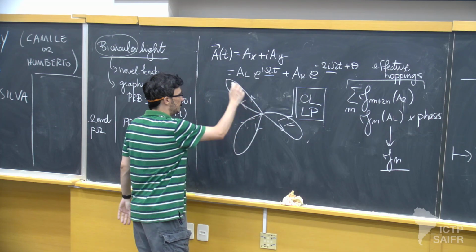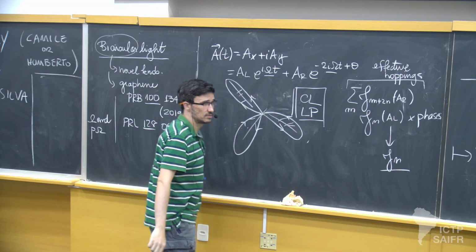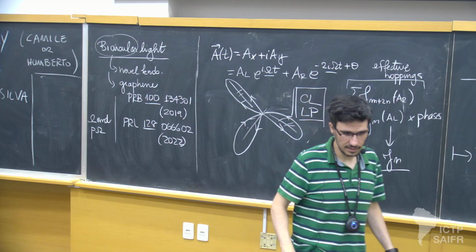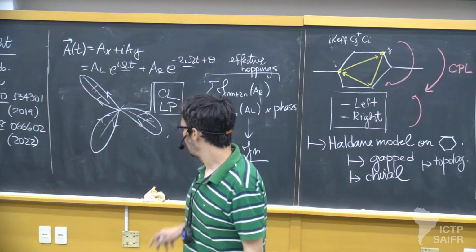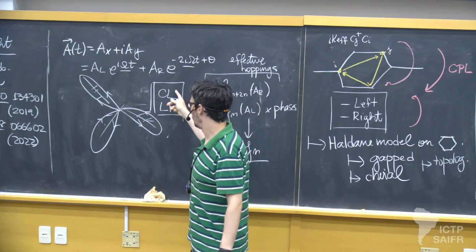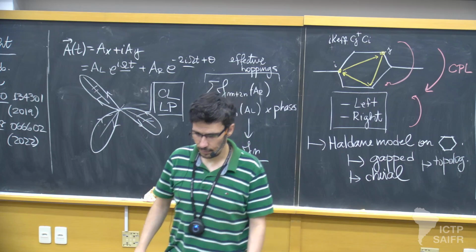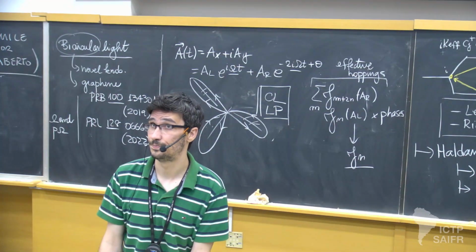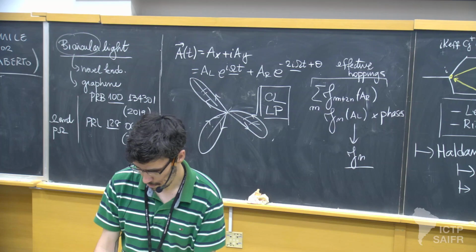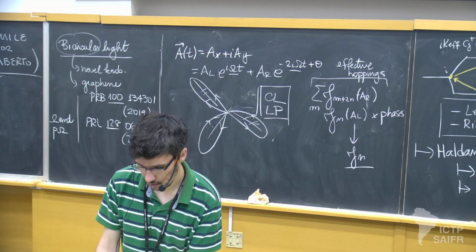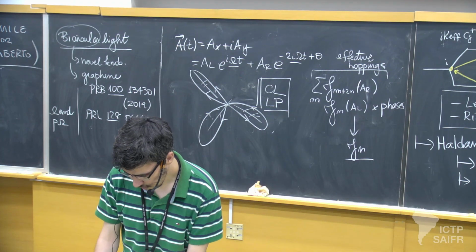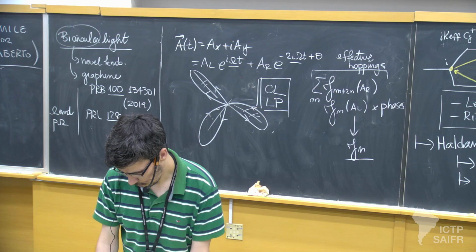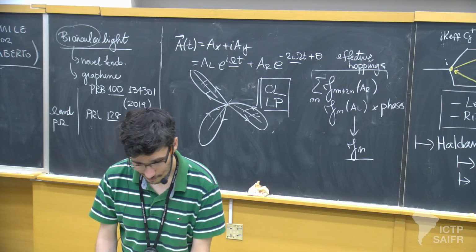Imagine if you have a lattice that has bonds along these directions. So, for example, you can already see that this has a flavor of circularly polarized and a flavor of linearly polarized, and so on. Okay? Questions so far? Okay, so I think I ran out of tricks for graphene.